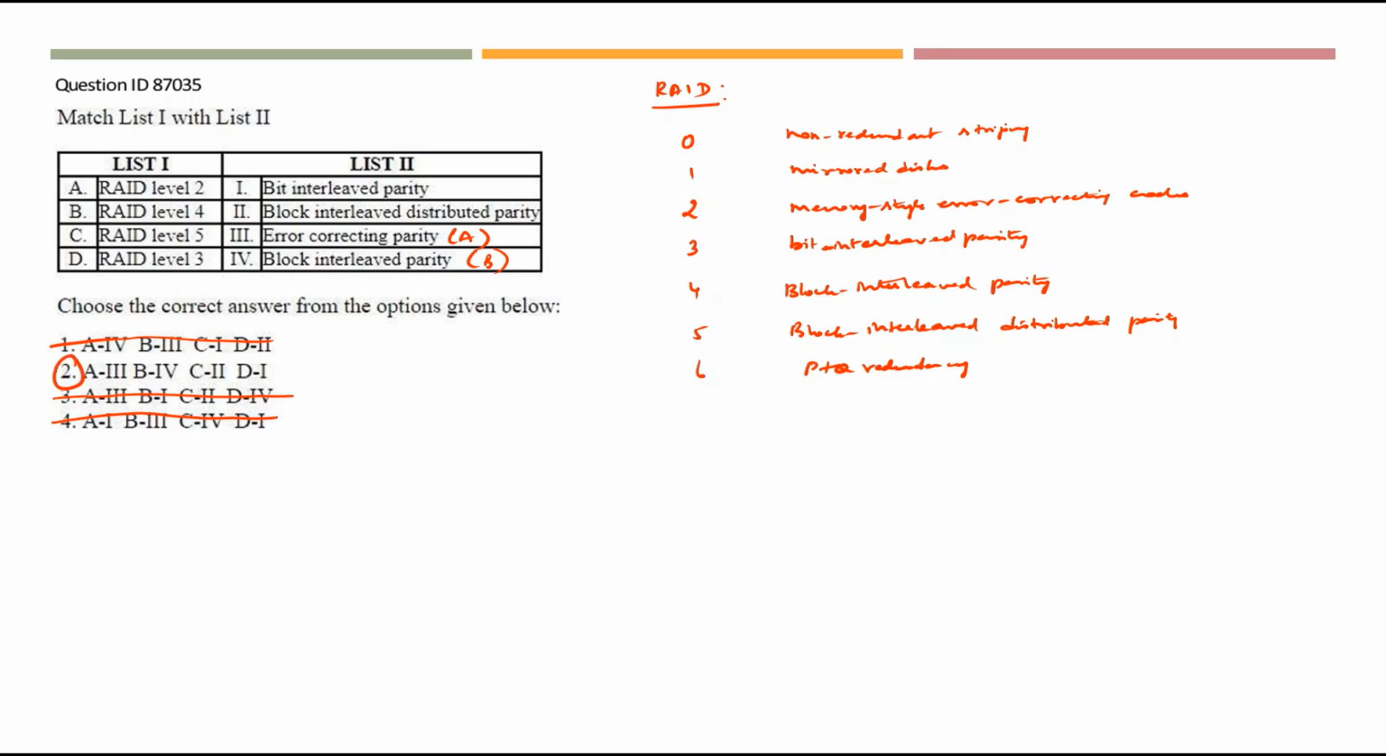Let's check C and D. RAID level 5 is about block interleaved distributed parity. So C is mapping to 2. And RAID level 3, it is bit interleaved parity. D is mapping to 1. With this, we are completing Unit 4 questions.